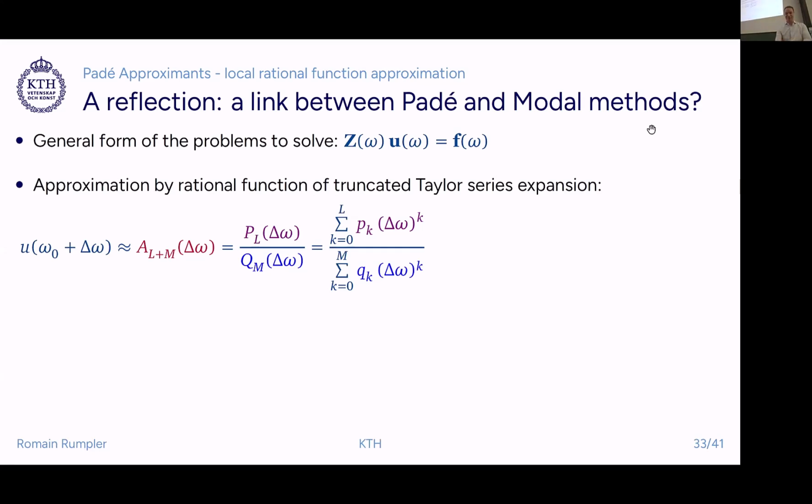Now, why did I include the Padé? I think there's an interesting point to be made with the modal methods. You remember, we tried to expand the solution in terms of expansion of zeros, essentially having a polynomial there with zeros, and then the zeros of the denominator, which are the poles of the solution. Now, the poles of the solution, what are they? What do they correspond to?